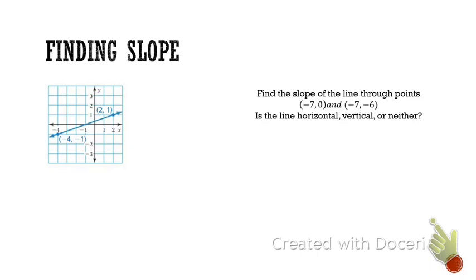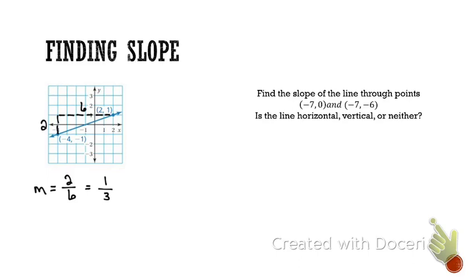All right, we always count rise first. And which direction are we going? If you said up, you're correct. We're going up 2 and over 6. So 2 over 6. But is that your slope? No, it is not. You've got to reduce it to 1/3.